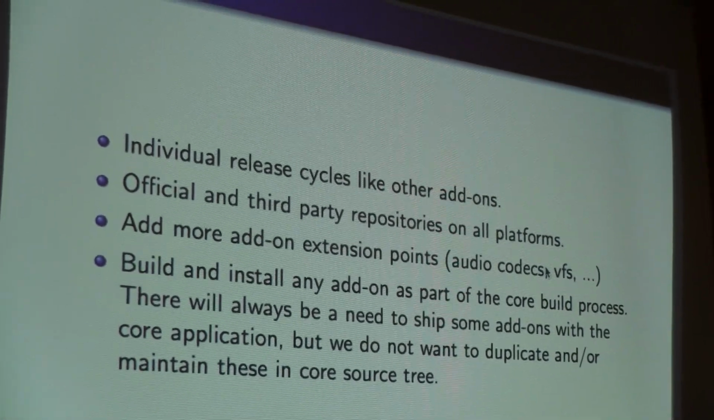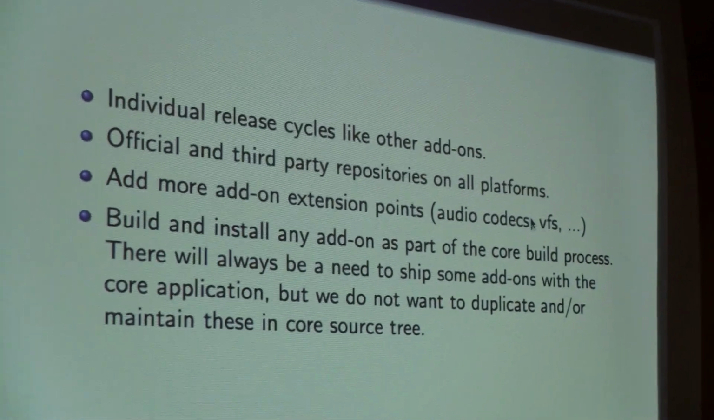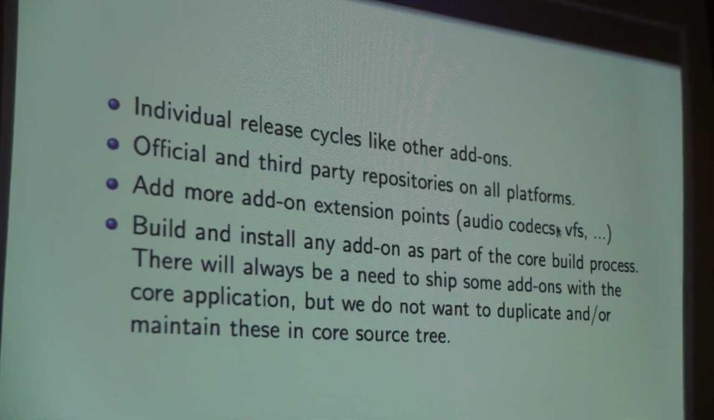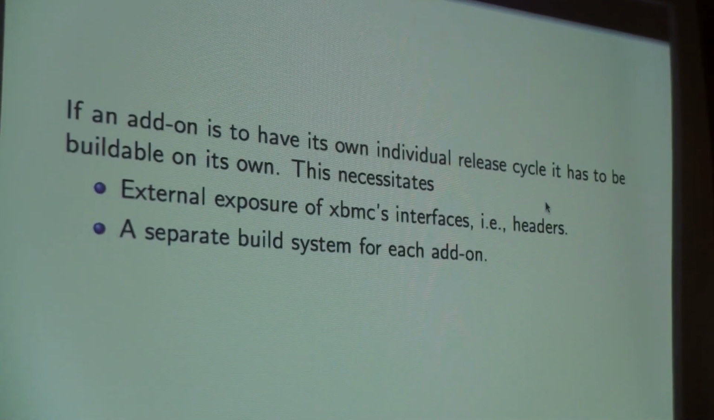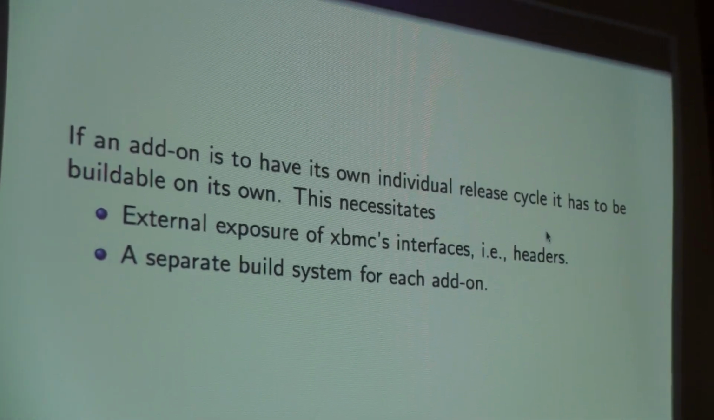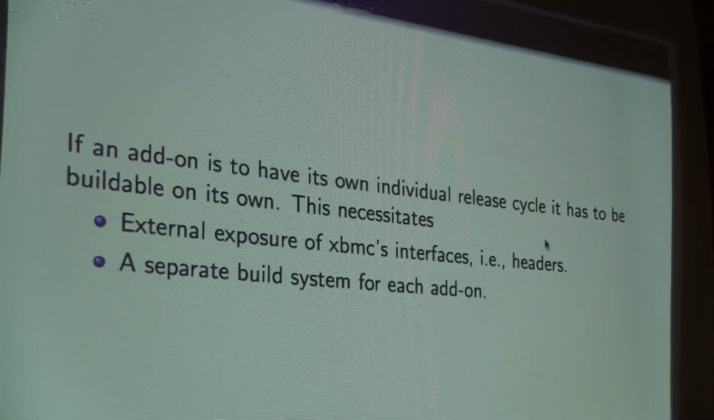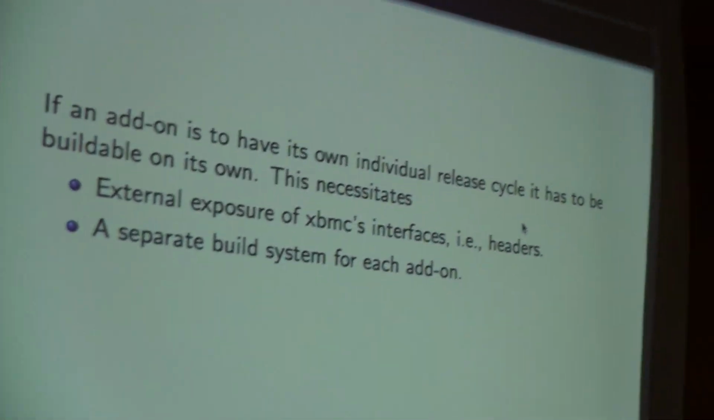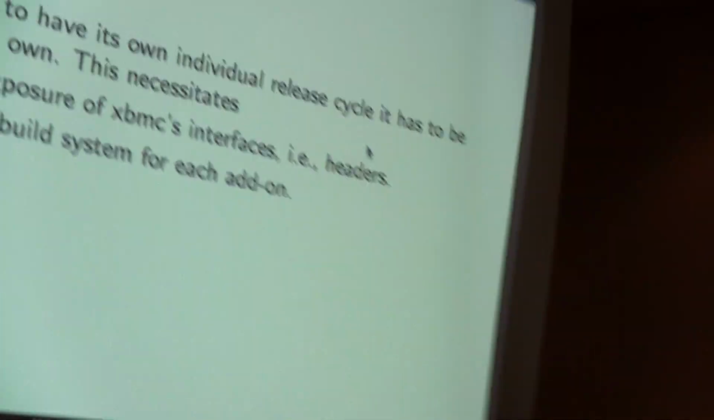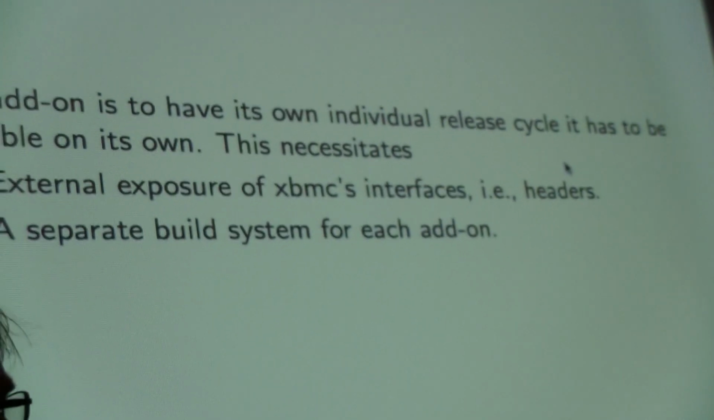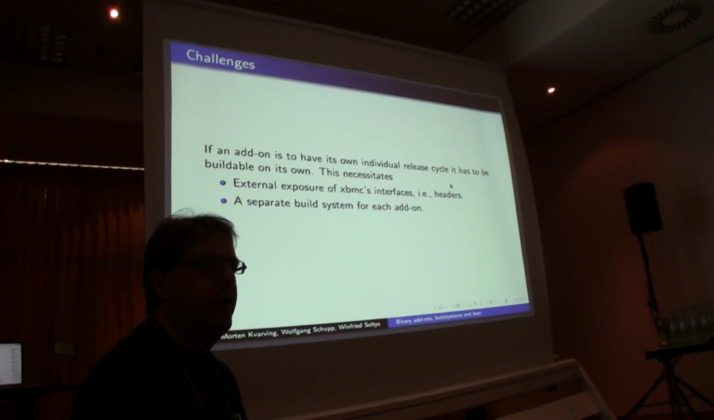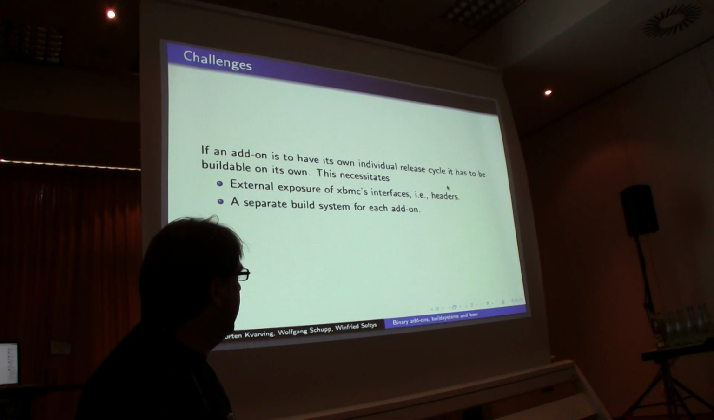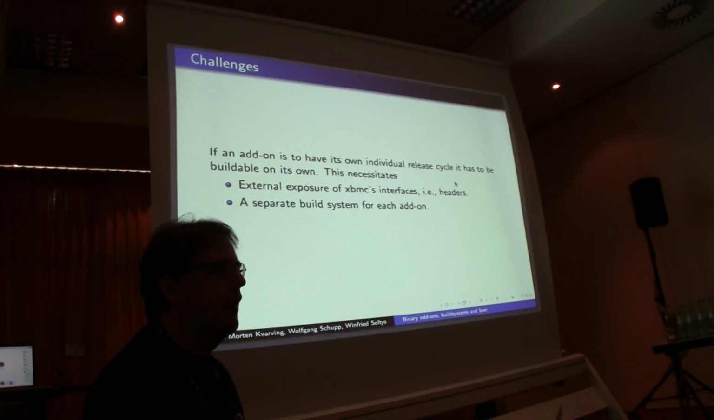And so we basically want to get them out of the core source tree, but we still want to be able to build them when we build the tree. So we want a bit of both. And the main challenge is that if we allow an add-on to have its own release cycle, it has to be built independently of XBMC. So that's the main thing. We've got to have a separate build system for the add-on. And of course, in order to do that, you've got to build against an exposed API. So we need to get all the headers and so on organised out of the build.